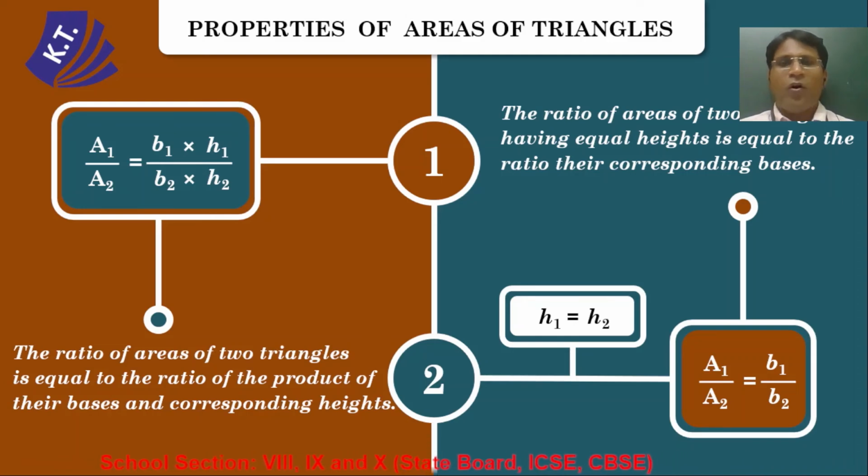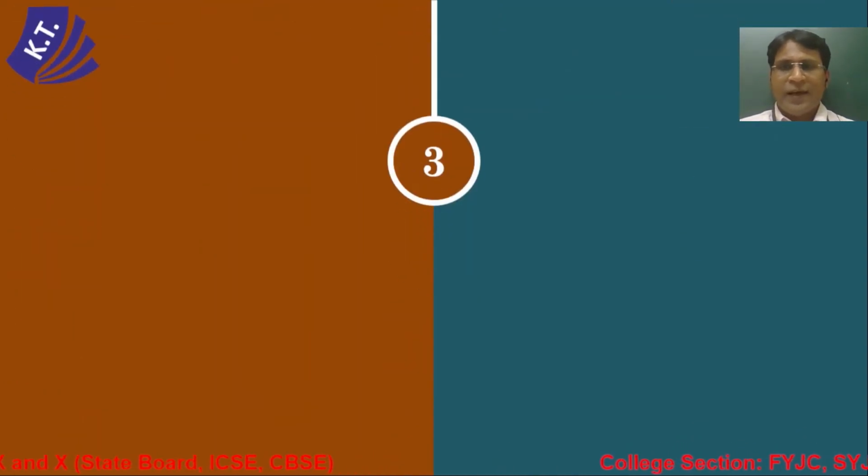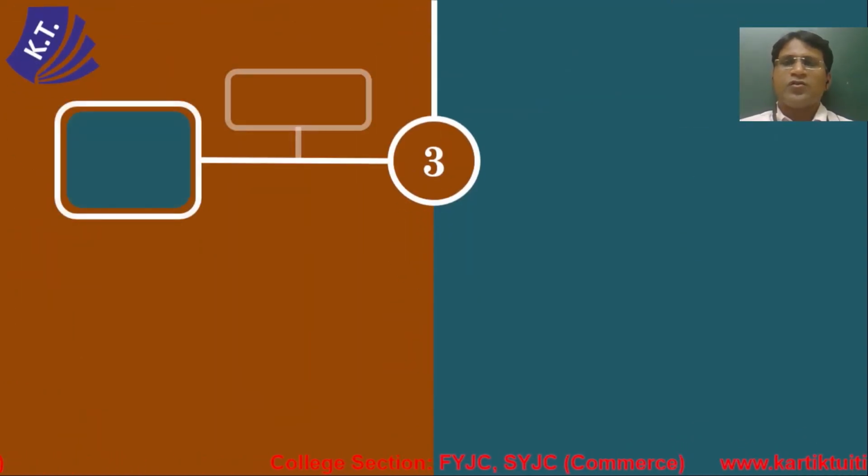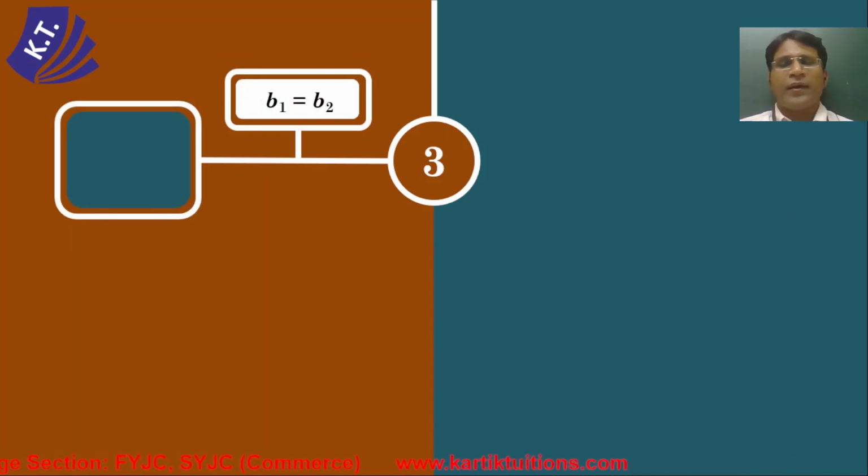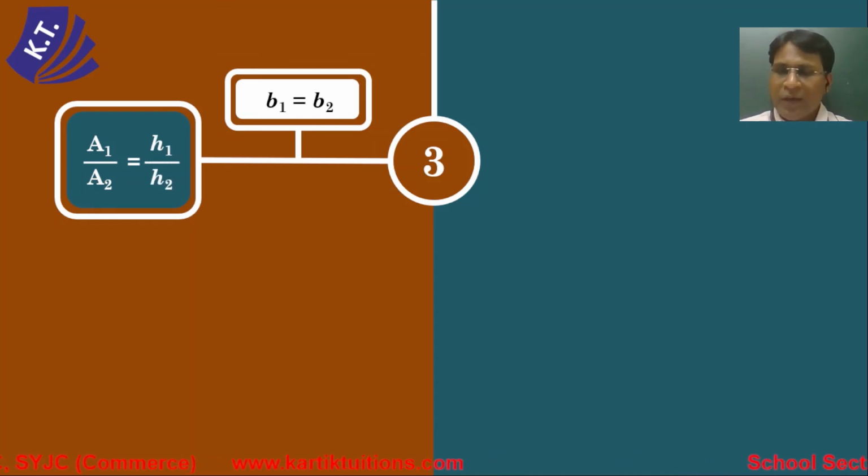Now there is one more twist in the story. This time B1 is equals to B2. That means both the triangles are having equal or same bases. At that time the ratio will become A1 upon A2 is equals to H1 upon H2. So the statement will be: the ratio of areas of two triangles having equal bases is equals to the ratio of their corresponding heights.